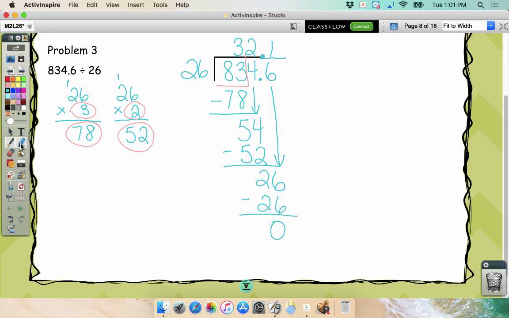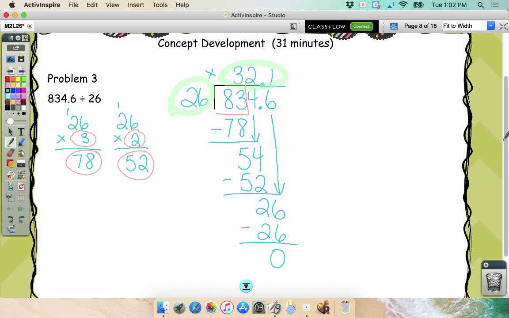Okay? Now, go back to last week. Are you ready? Okay. How do I check a division problem? Multiply. And it's nice because I don't have to add in my remainder this time, do I? Which number do you think I should put on top? 32.1, because it's longer. And we want the longest number on top.